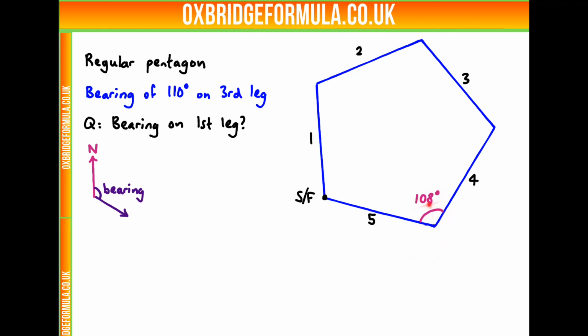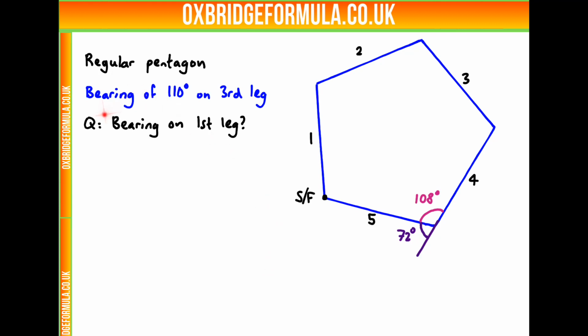So 180 minus 108 is 72. And this is what we call the turning angle in this problem. So each time we change direction and turn a corner, the bearing changes by 72 degrees. And we've derived that by working out the interior angle and subtracting that from 180 degrees. So let's now think about how we could work out our bearing on the first leg by using this turning angle of 72 degrees.